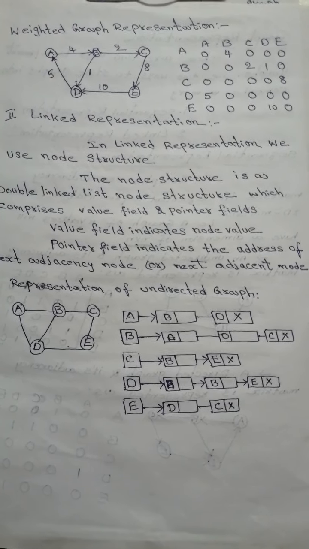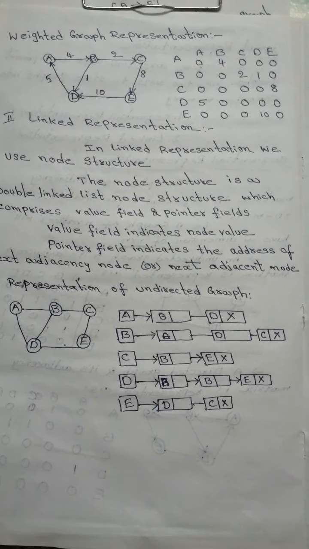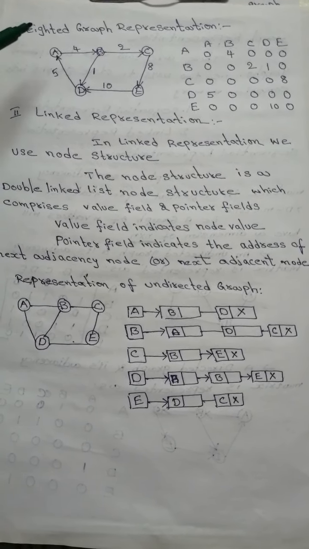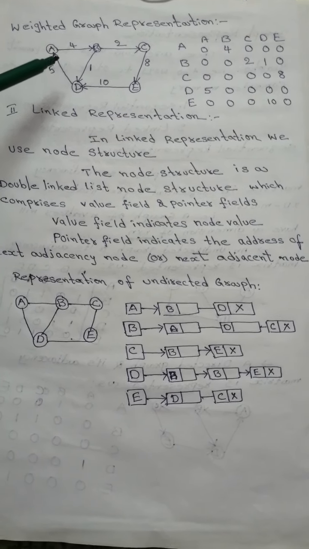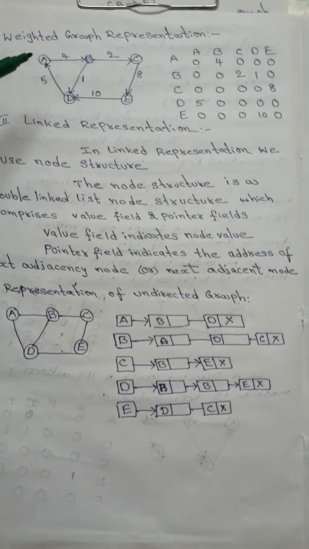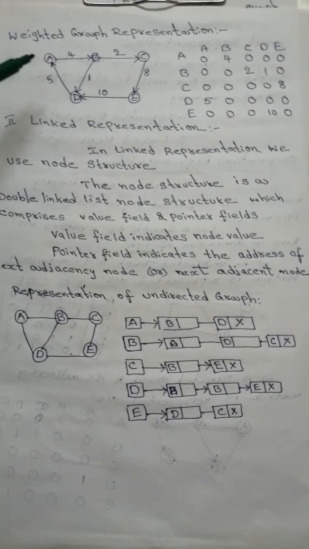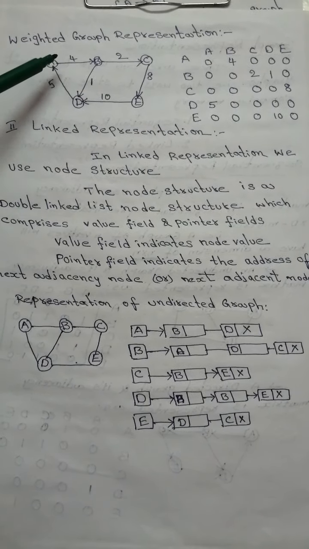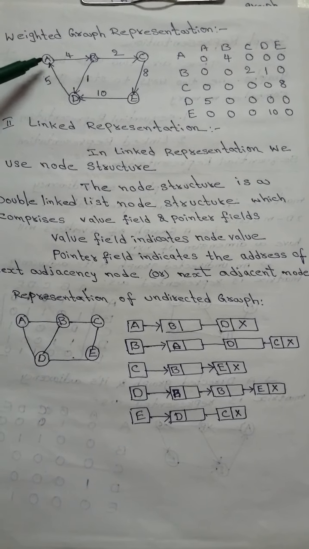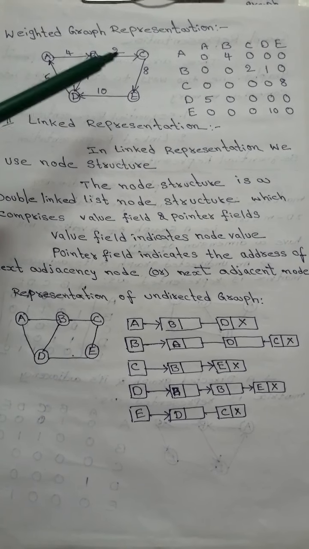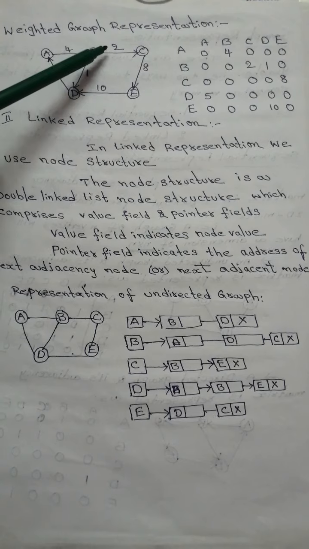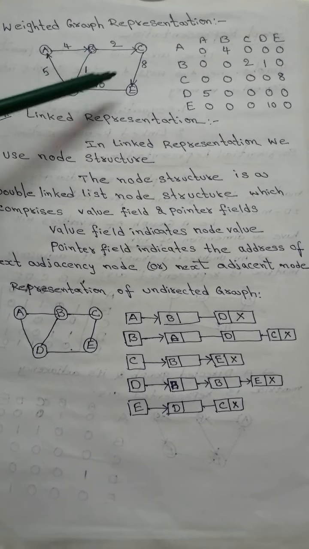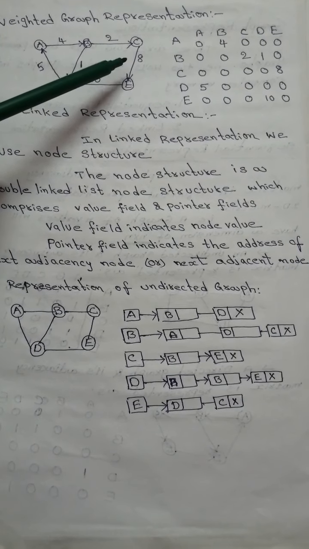Now similarly, consider a weighted graph. How are we representing the weighted graph? A weighted graph is a directed graph having a number on the edge. A directed graph having a number on the edges. See here, A to B having an edge with weight 4. B to C having an edge and weight 2. C to D there is no connection. C to E having an edge and a weight 8.